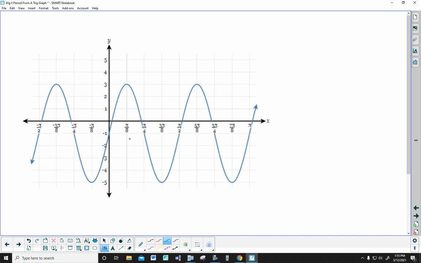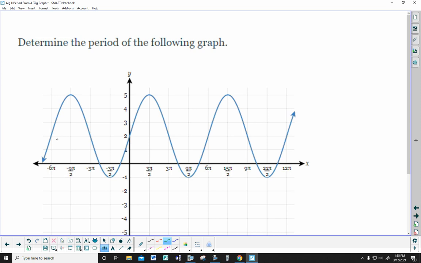This is the midline right here. Midline, skip one, another midline. What's that distance? Pi over 2. That's its period. Midline. Looks like it's right there. Starting here, ending there, 6 pi. That's the distance from 0 to 6 pi. That's its period.